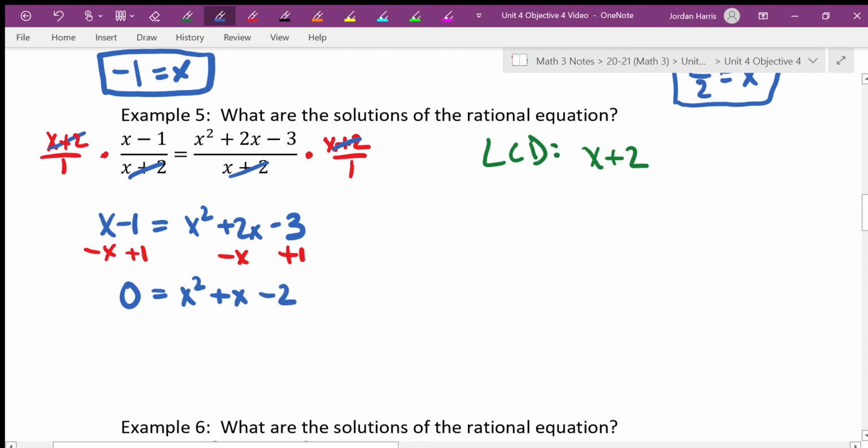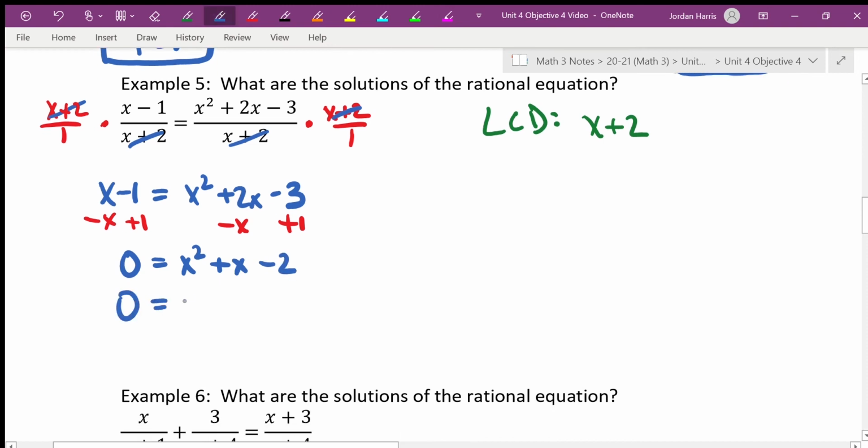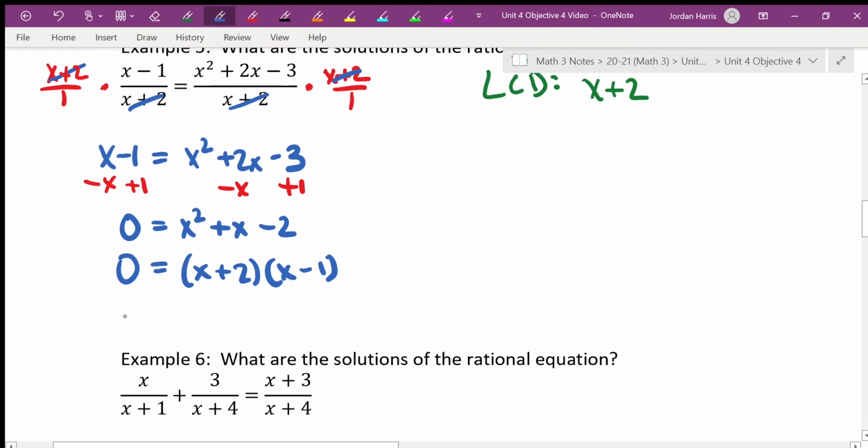And then we factor. So I get x plus 2, x minus 1, and then we solve. Set each one equal to 0.